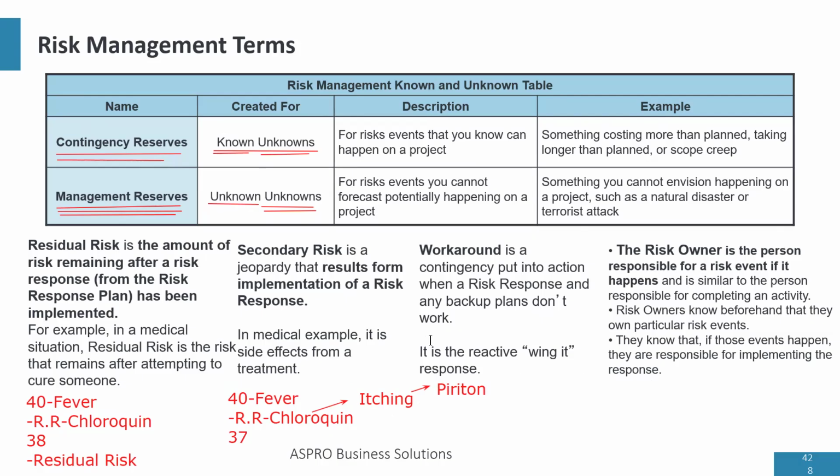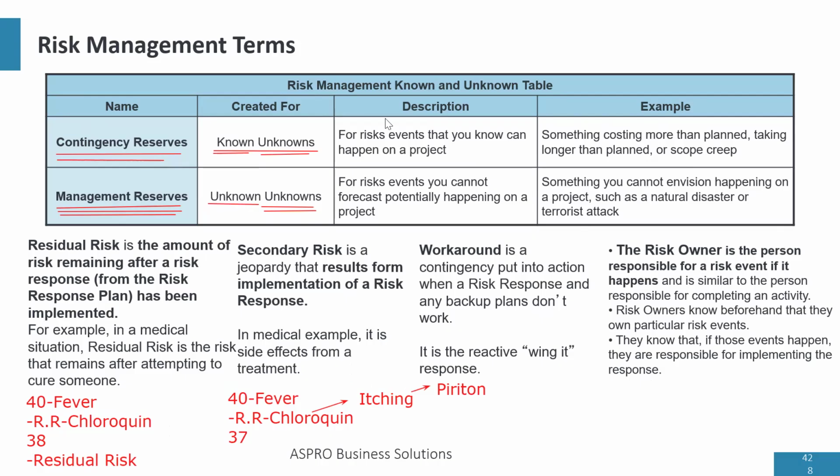So we have residual risk, which is when your risk response does not completely solve the risk and it leaves the remaining risk. That remaining risk is a residual risk. Secondary risk is when the risk response creates another problem that you have to solve.